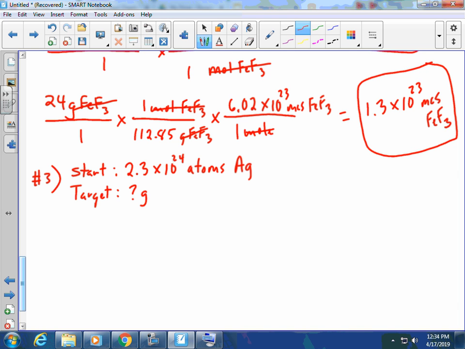Let's see what it looks like. So again, I'm going to start with what's given. 2.3 times 10 to the 24th atoms of Ag, just over 1, nothing else. Start is never over anything except just 1, all right? That's it. I mean, that's not technically true. For all the stuff we're doing, it is. So if I have atoms of Ag on top, what am I going to put on the bottom then?